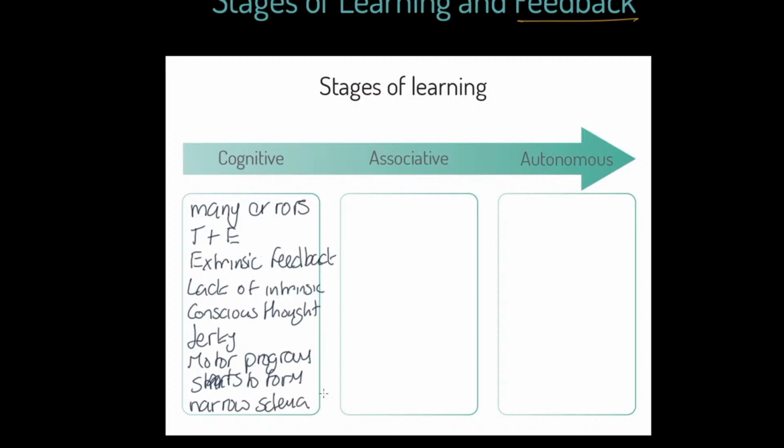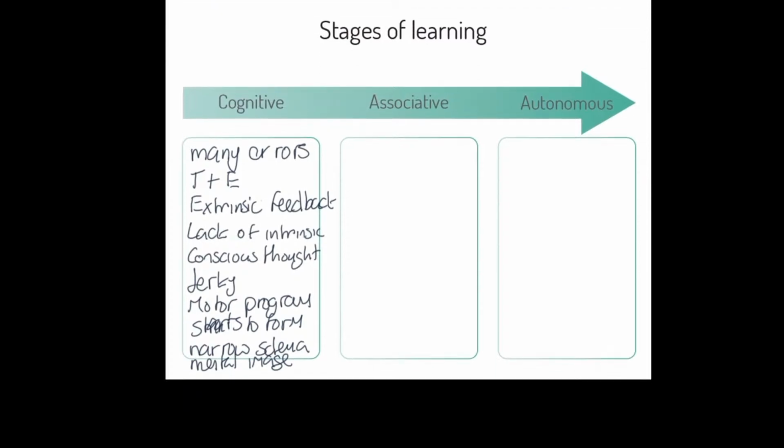It's nice and basic. We need a mental image. I knew I should have made these boxes bigger. We need a mental image as a cognitive stage learner, and all that together is going to mean, let me just change colour slightly so we can see it differently on the back, that's going to lead to inconsistency. So can I be clear that those are the characteristics of the cognitive stage learner?